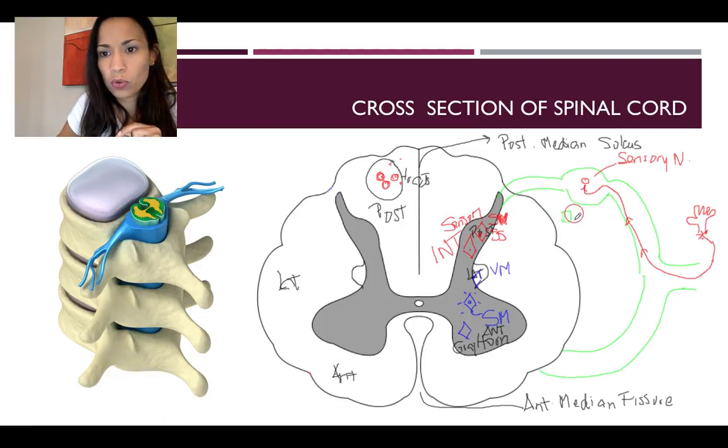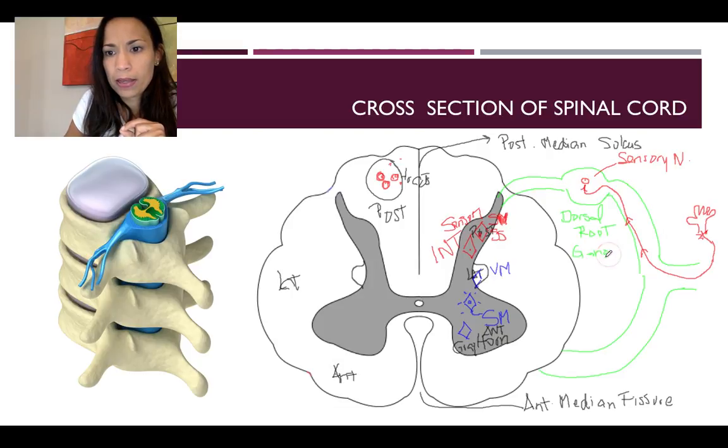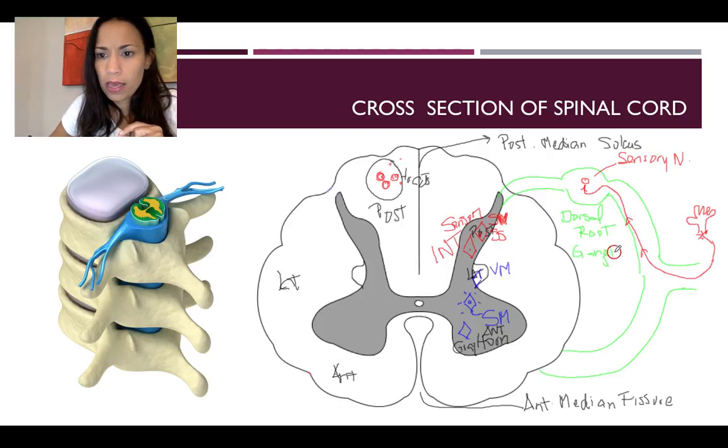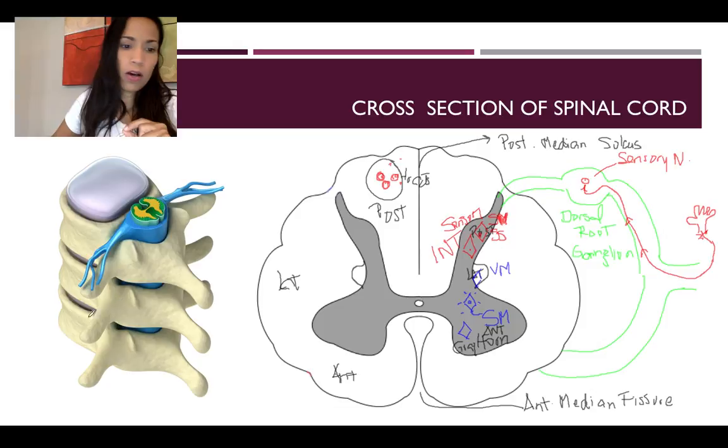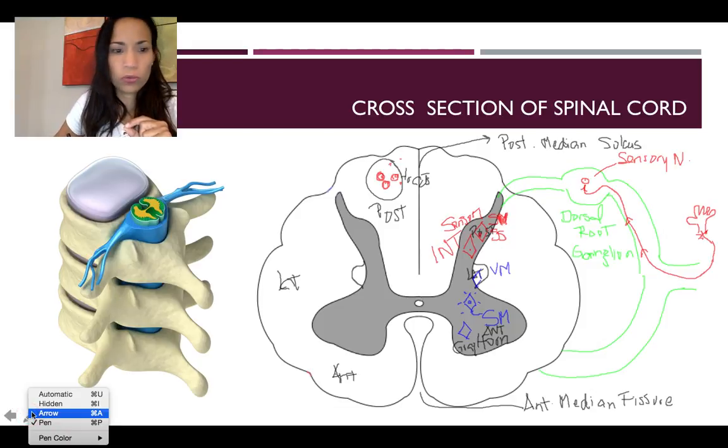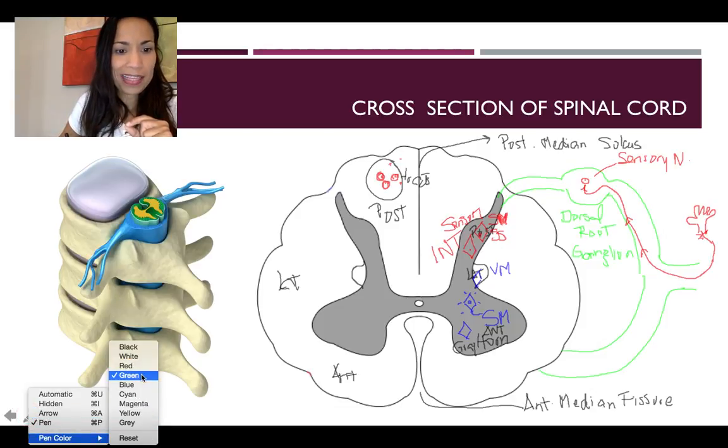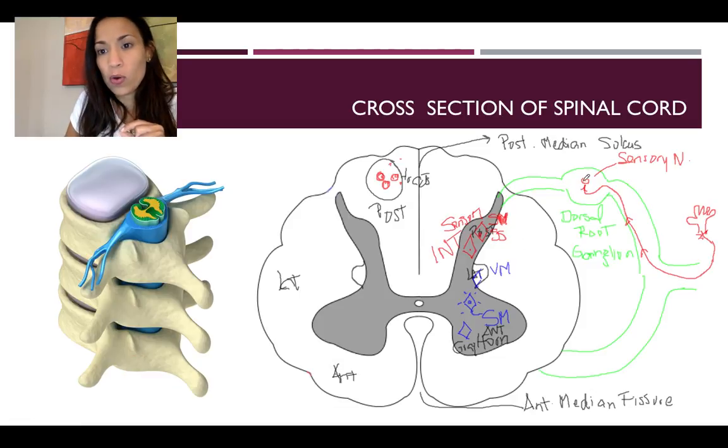Let me write it really fast for you. This is dorsal or posterior, dorsal root ganglion. Believe it or not, that's an A. Ganglion. Okay, looks like a preschooler doing this. Now, we're right here in our sensory neuron on the dorsal root ganglion.